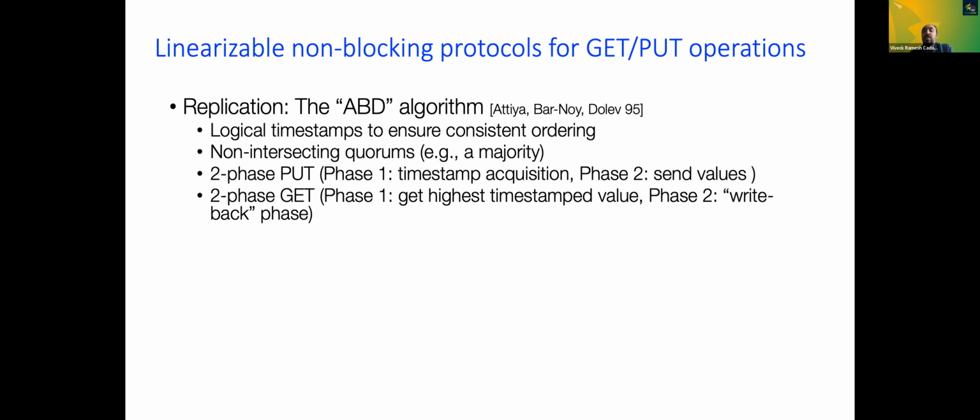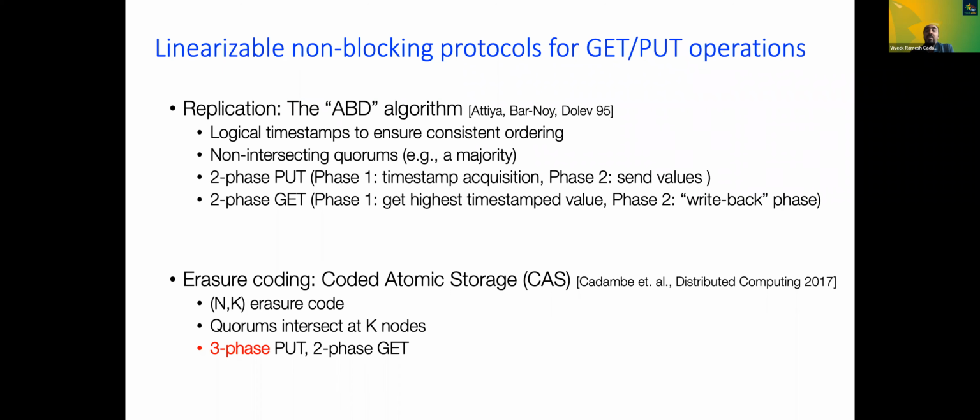ABD has a put protocol that operates in 2 phases and a get protocol that also operates in 2 phases. For erasure coding, we use an algorithm called CAS, coded atomic storage. In CAS, the quorums are larger since they have to intersect not just at one node, but at k nodes. This is to ensure that get operations can properly decode the data. Like ABD, it has a 2-phase get, but its put operates in 3 phases. The additional phase is required in puts to make erasure coding work, and for reasons that are explained in the paper.